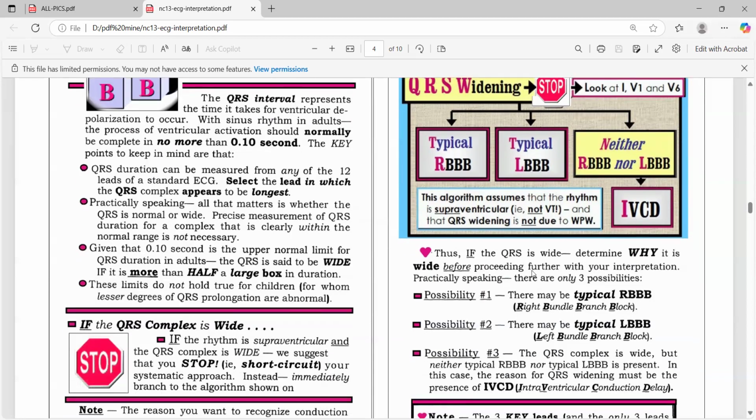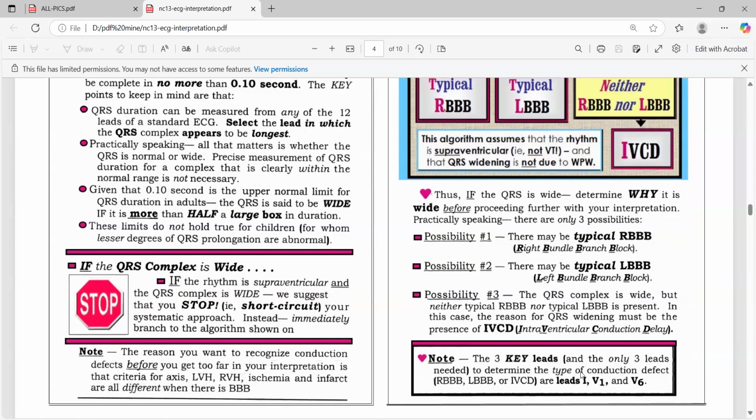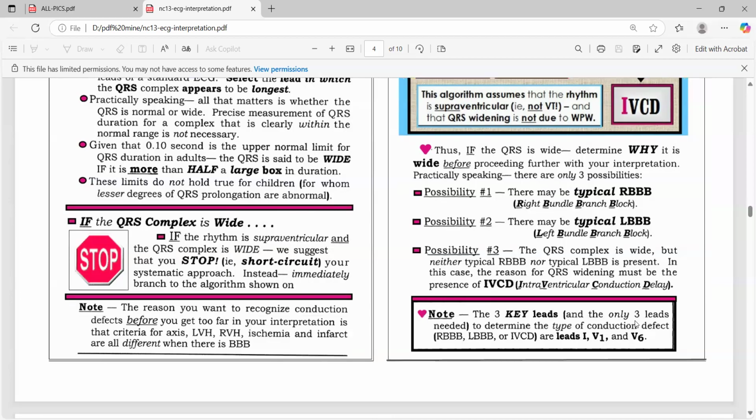Now, how do you remember this? If the QRS is wide, you can already think that there is some block going on. That's why it's taking a long period of time. So there could be three possibilities: typical right, typical left, or an intermediate one, that is intraventricular conduction delay. So three keys only. The only three leads to determine the type of conduction block are lead 1, V1 and V6. We will check these ones.